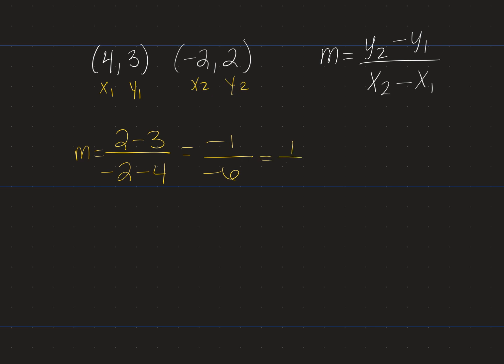How does it not matter what order you put it in? I could technically also do 3 minus 2 over 4 minus negative 2, and I would also get 1/6. That's easier. Then make your ones and twos different. As long as you have your y's together, as long as you start with the same one each time, top and bottom, you know what I mean? Then you're good.